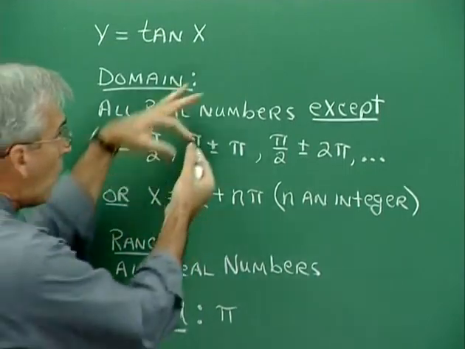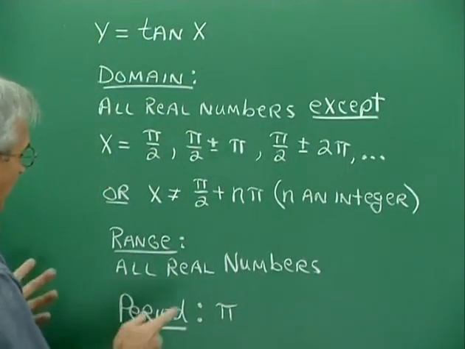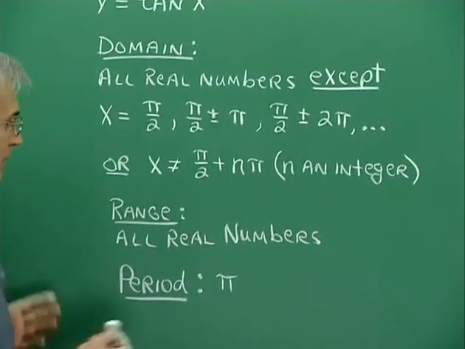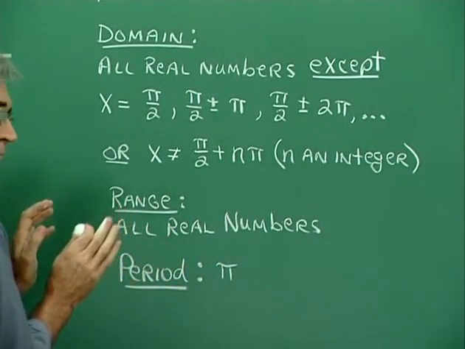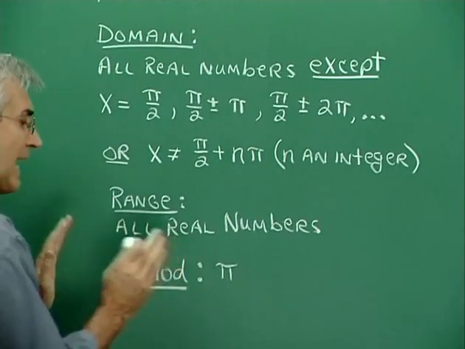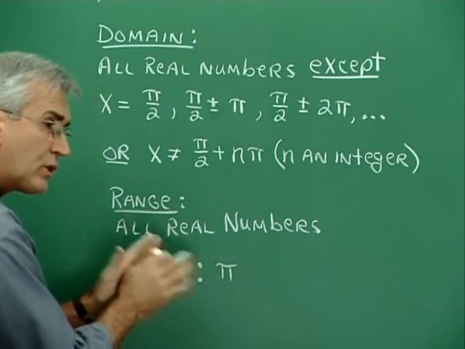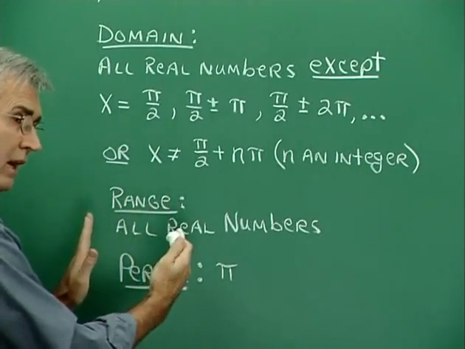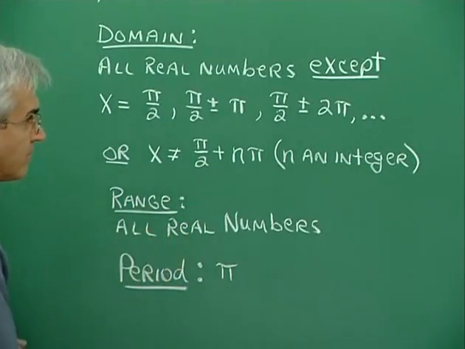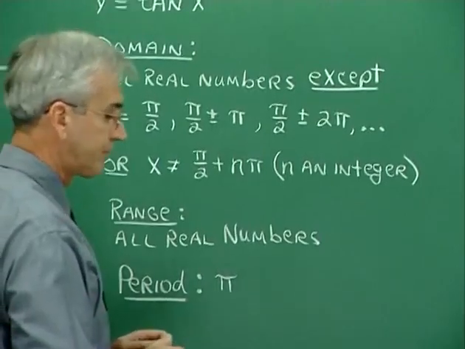Okay, the range, the y values that are on the graph, would be all real numbers. And we know that we have a period of pi, and that basic pi-length interval over which this tangent curve occurs straddles the origin. All right, let's look at a graph.